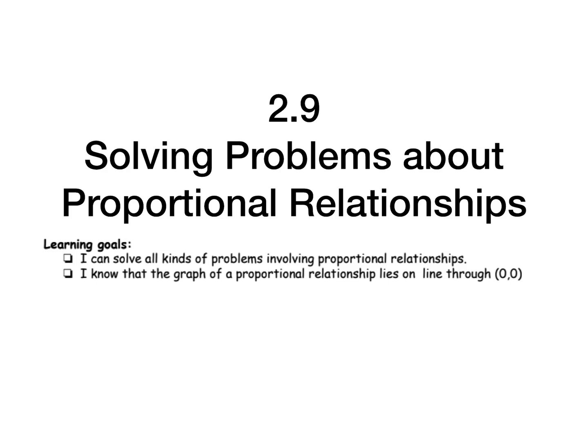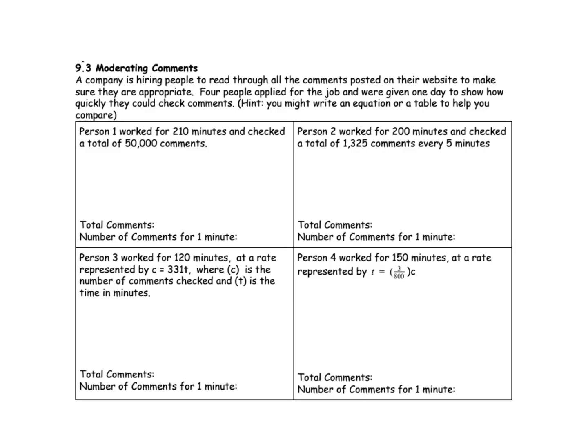And if you take a look at our goals today, we're going to be solving problems involving proportional relationships. And there's a one here in the table that we're going to start with. And then we want to know that a graph of a proportional relationship lies on a line through point 0, 0. That's the origin of the graph. And we'll talk much more about that as we continue on.